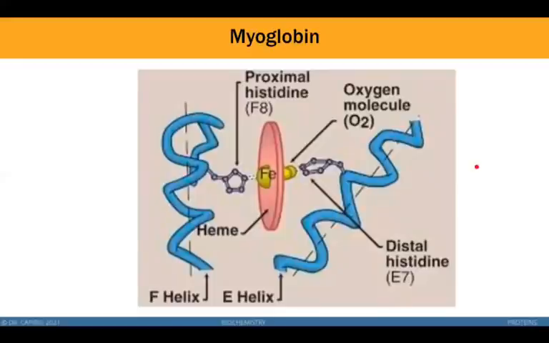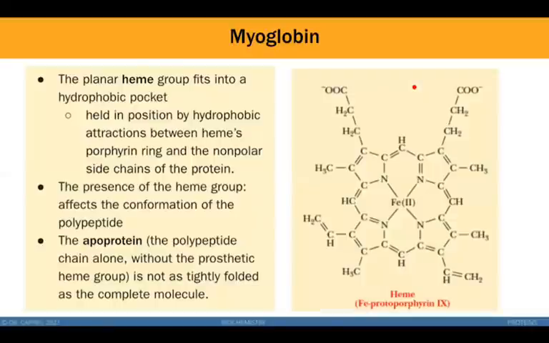Again, here is another illustration showing the heme structure of myoglobin. We have the proximal histidine. This is the heme group, and oxygen binds to the heme group. It doesn't bind to the histidine itself, but the purpose of this histidine is to form steric hindrance in this part of the myoglobin molecule.